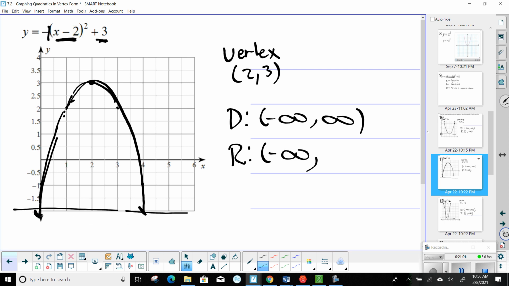Now where does it end? It goes all the way until I get to there, and I'm looking at the y value over here. So it ends at 3. And again, notice how that's just the y value of the vertex. So make sure you're finding domain and range. Again, that is really, really similar to what we did with absolute values.